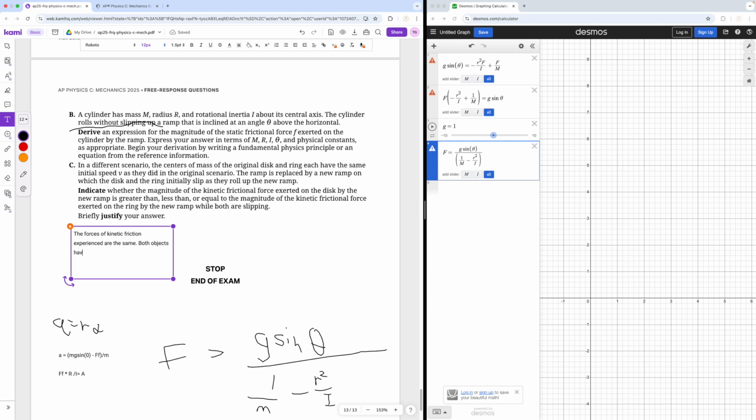Both objects have the same mass, therefore have the same normal force. Both objects are also made of the same material, so they have the same coefficient of kinetic friction with the new ramp. Therefore, the forces of kinetic friction experienced are the same.